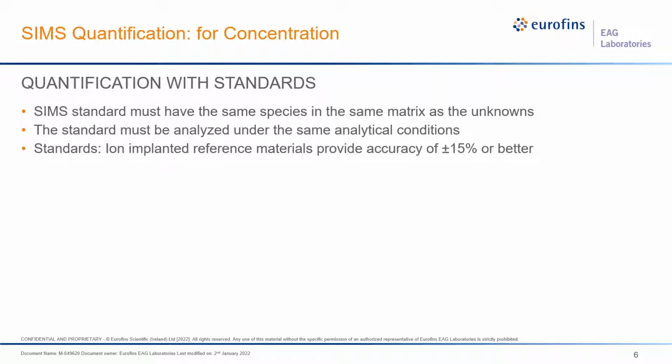and it requires reference materials. These SIMS standards, or reference materials, have to have the same species in the same matrix as the unknowns for it to be relevant. And these standards need to be analyzed under the same analytical conditions as the unknowns we are measuring, so that we can apply the calibration factors onto the unknowns reliably.